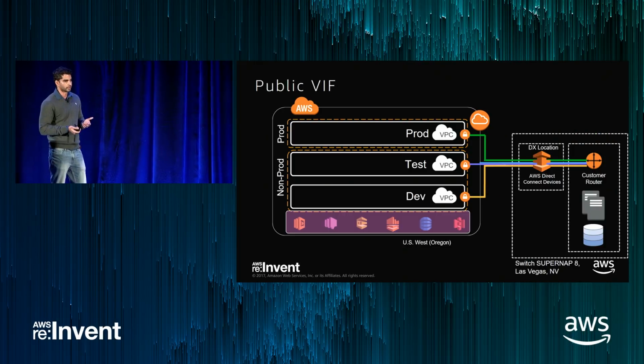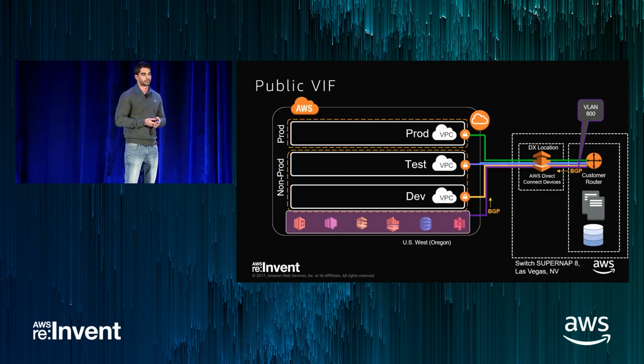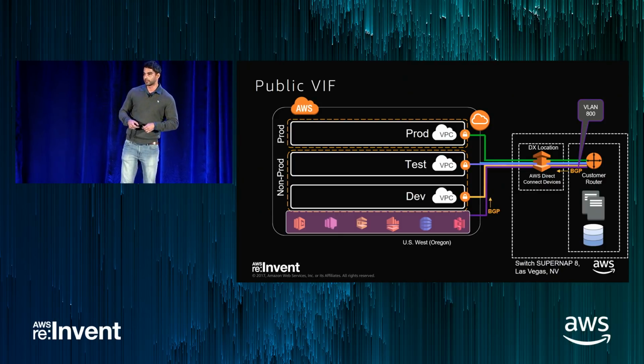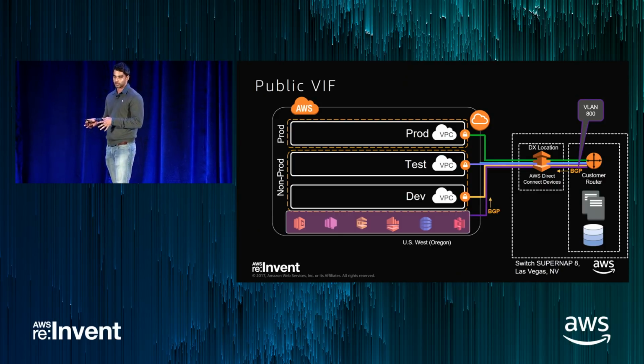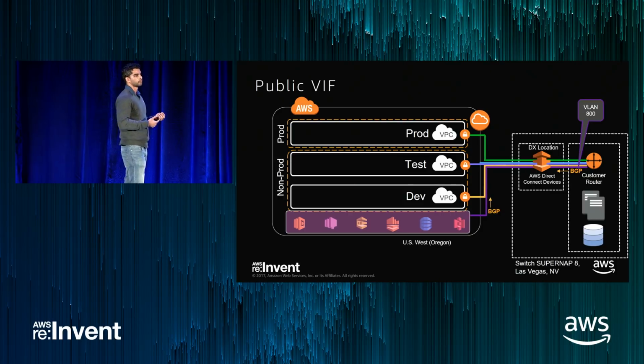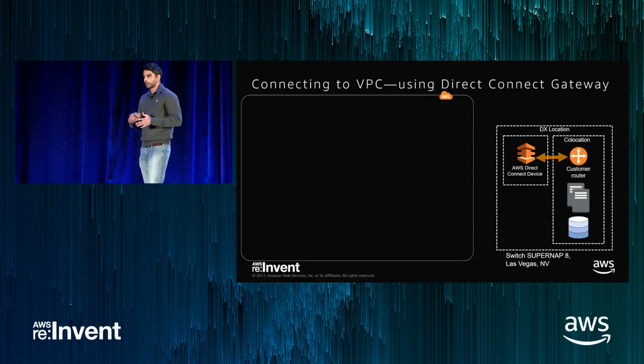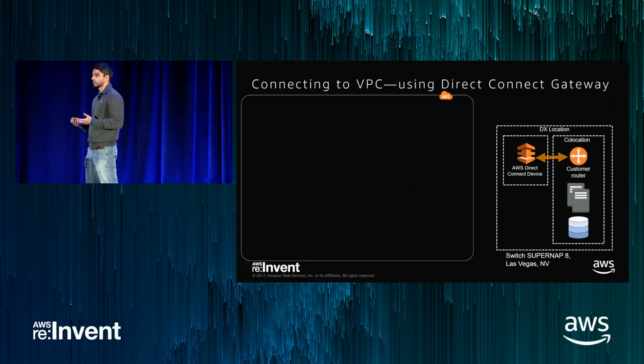Now, for resources outside the VPC, you create what's called a public virtual interface. This will coexist on the same Direct Connect port, but it will have its own VLAN ID and its own BGP session. And as part of BGP route advertisements, we will advertise to you the AWS public IP range. So that was how the VGW-based model worked.